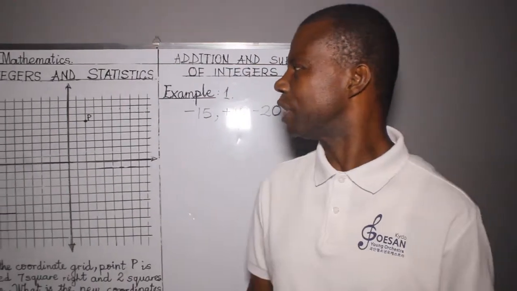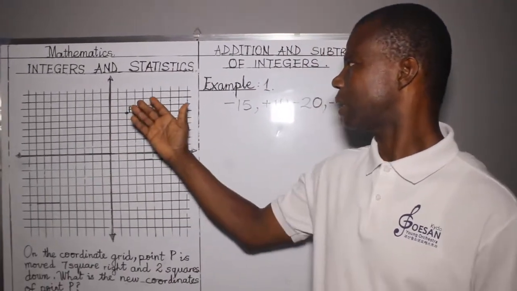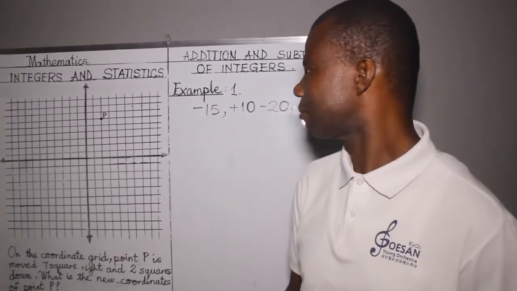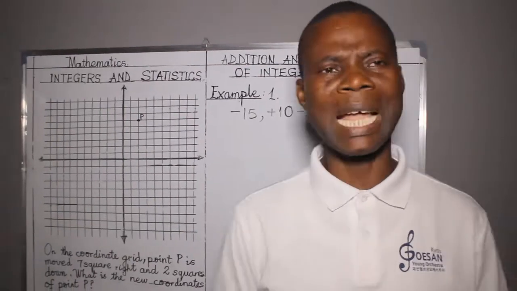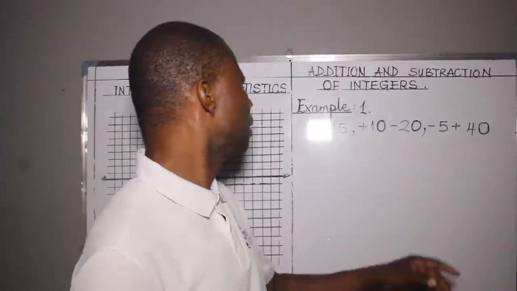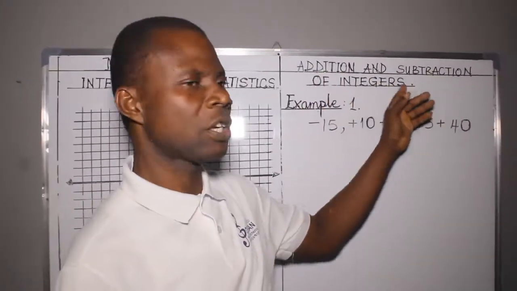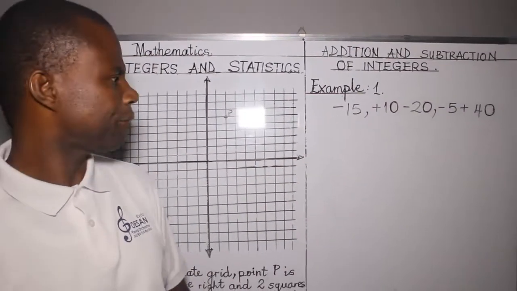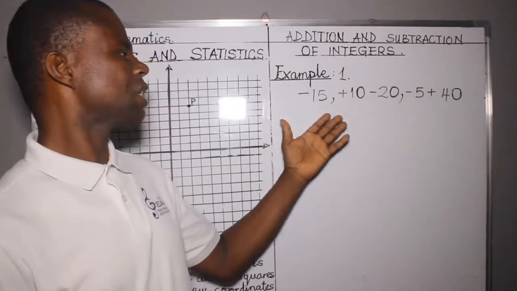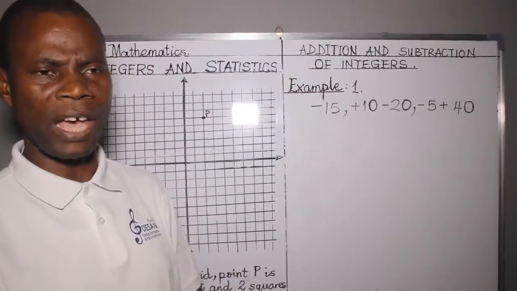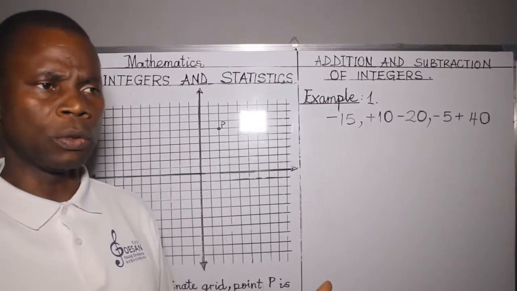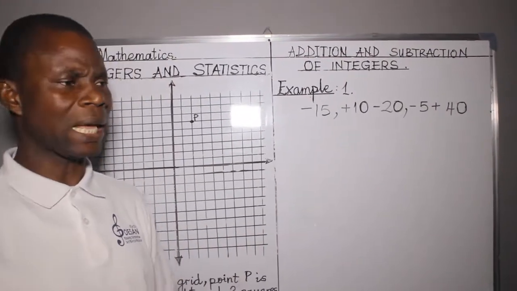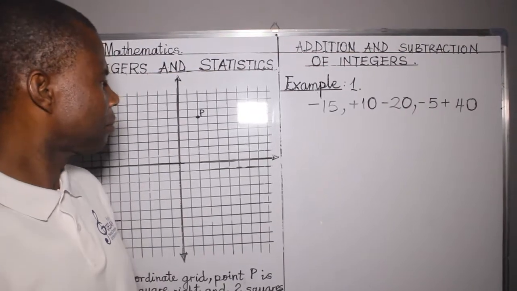As part of the continuation of the topic integers, today we're going to add a little of statistics. And today I want to start with addition and subtraction of integers. In the example below, we have positive and negative integers mixed together. And what do we do? The signs are like and unlike terms.